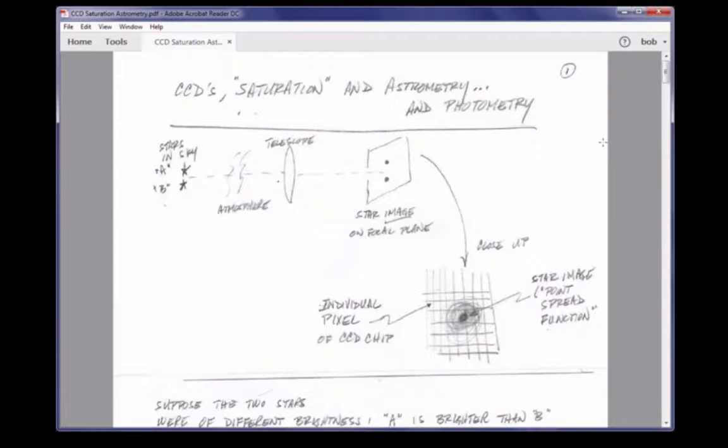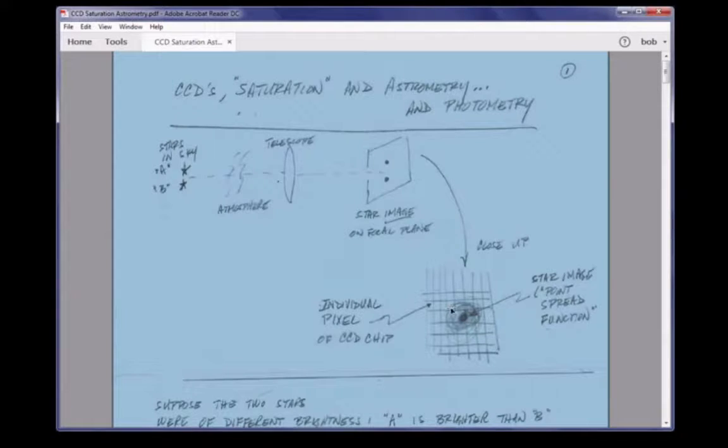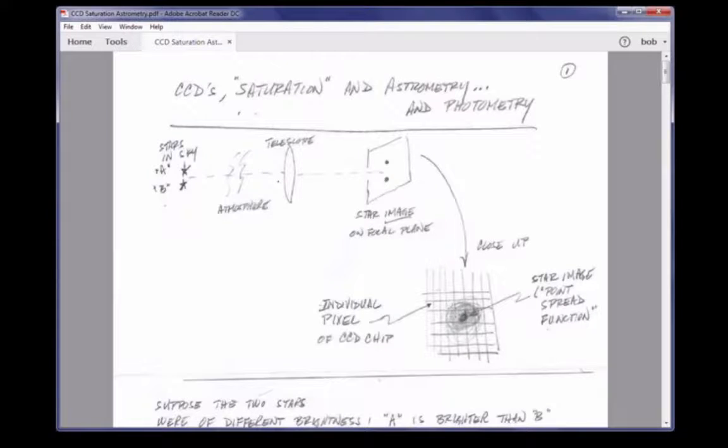On the focal plane, let me see, is my pointer working? If you look down here, does the highlighting show up on your screen? Yes. Oh, cool.